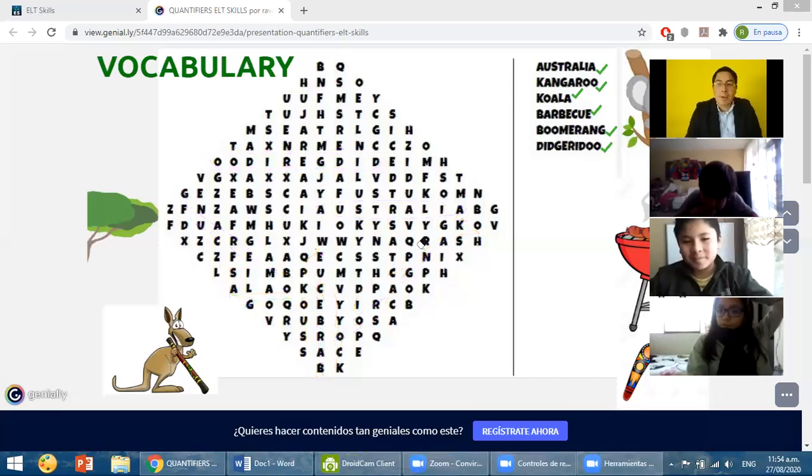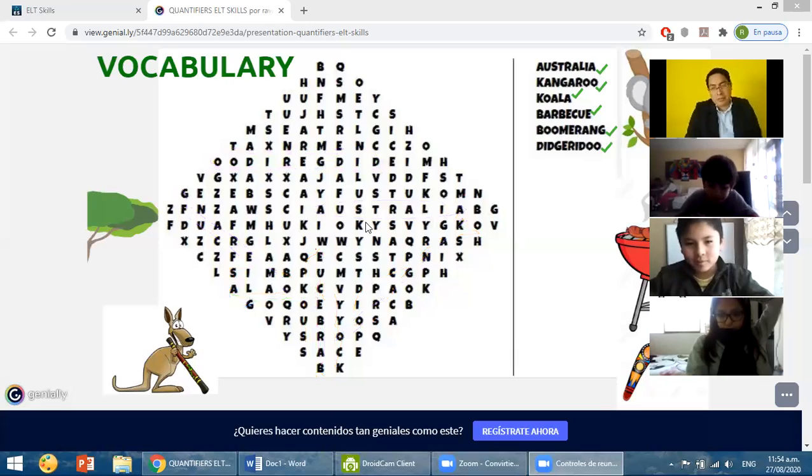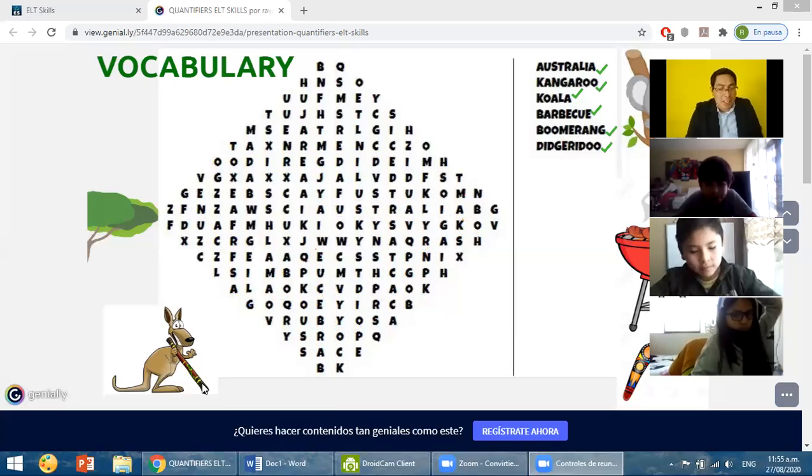Australia, you know, the smallest continent in the world. Kangaroo, the traditional animal. Koala, obviously. Barbecue is this, okay? Boomerang, you know, this toy. And finally, teacher, what is didgeridoo? This is a traditional, listen please, a traditional musical instrument from Australia. This instrument, a didgeridoo, okay?